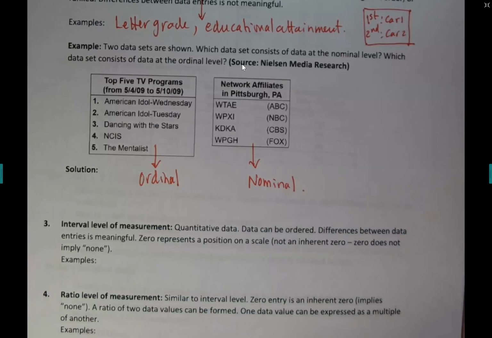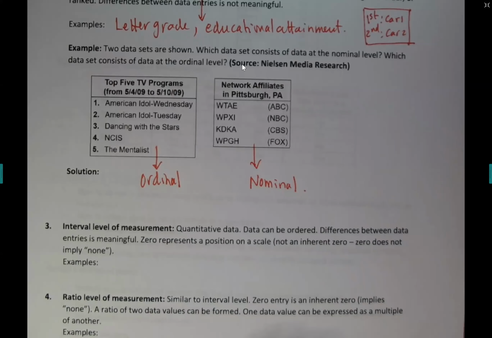Number 3, let's see if our students can come up with an example for 3. No more qualitative data. And actually in statistics, guys, we're mainly interested in quantitative data with numbers. We need numbers, not attributes. So interval level of measurement, it's quantitative data. Data can be ordered. So you can rank data from smallest to largest. If you have numbers, you can put them in order always. Differences between two quantities have a meaning, but the zero represents a position on a scale.